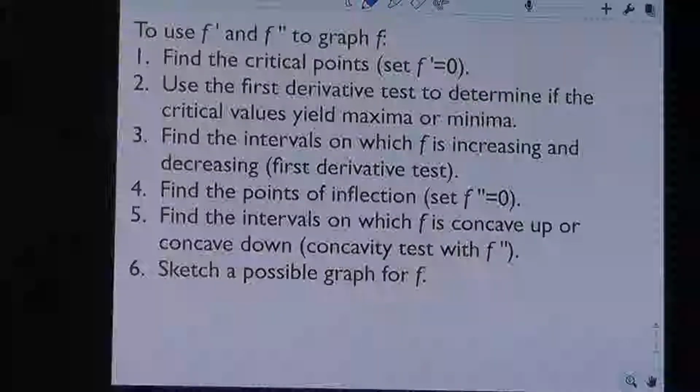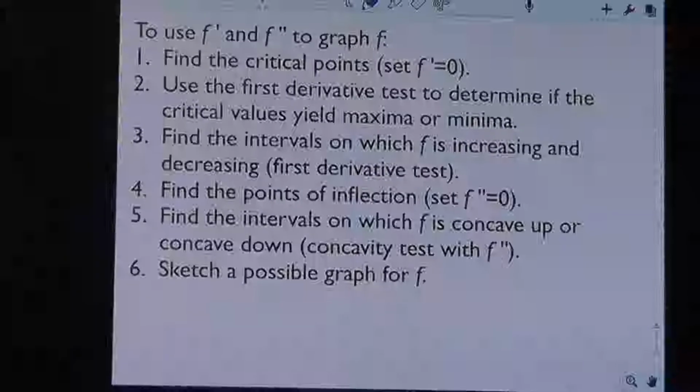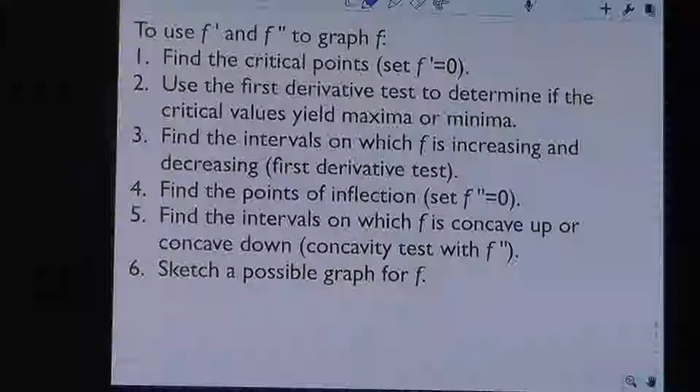Number 7. I'm not stupid anymore. It's my turn today. Concave up from negative infinity to 2, and concave down from 2 to infinity.